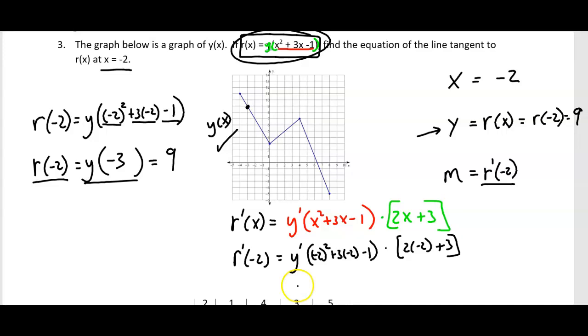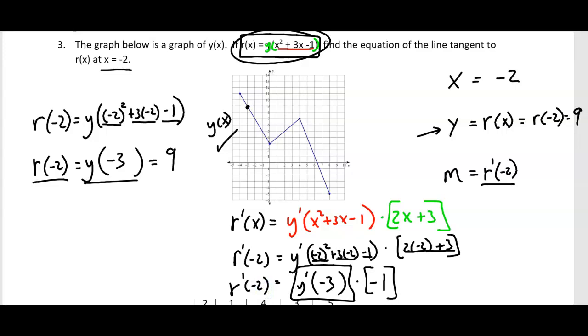All right, so 4 minus 6 minus 1 is going to be negative 3. And then this piece over here, negative 4 plus 3 is negative 1. Now I need to figure out what is y prime of negative 3.